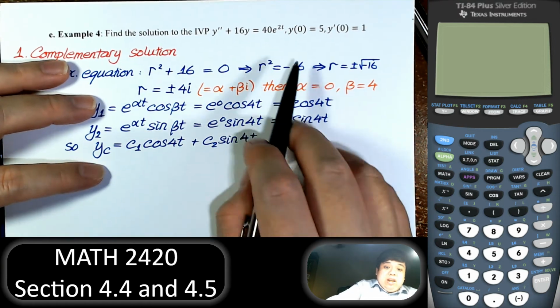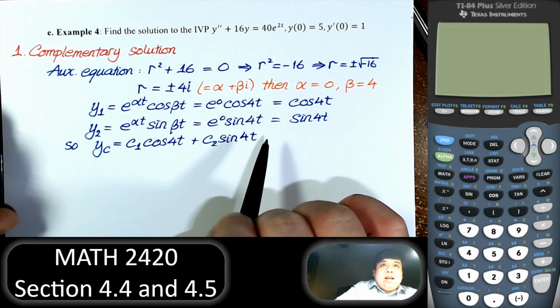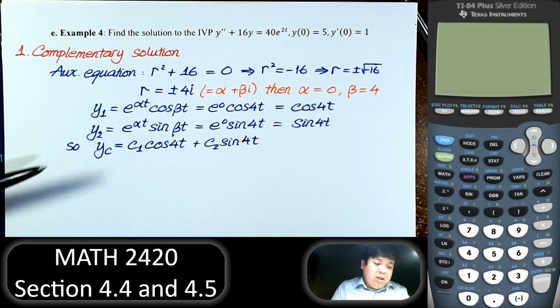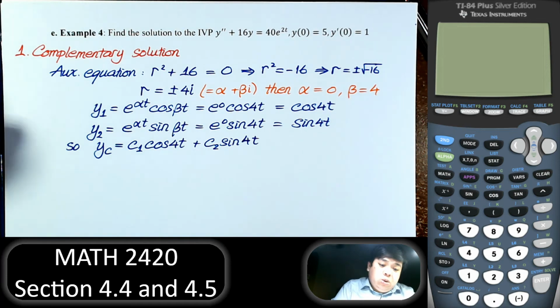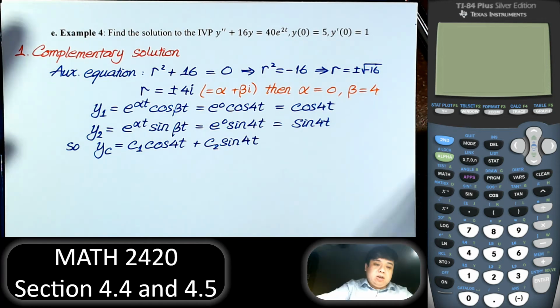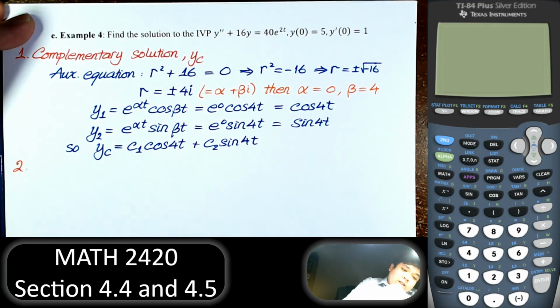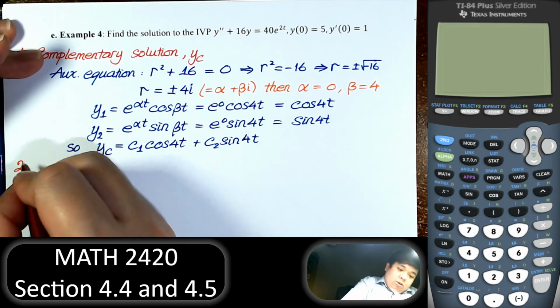We don't put in the initial condition yet. We only put in the initial condition when we have the general solution. So this is just a complementary solution. So that's the first part. Next, particular solution.